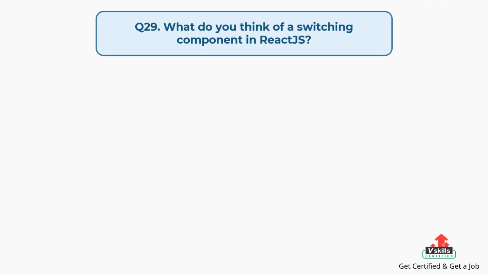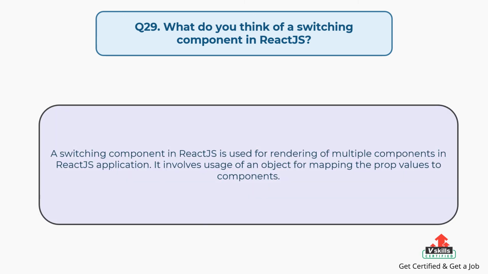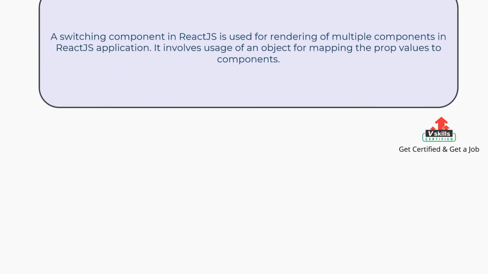Question number 29. What do you think of a switching component in ReactJS? The answer is, a switching component in ReactJS is used for rendering of multiple components in a ReactJS application. It involves usage of an object for mapping the prop values to components.